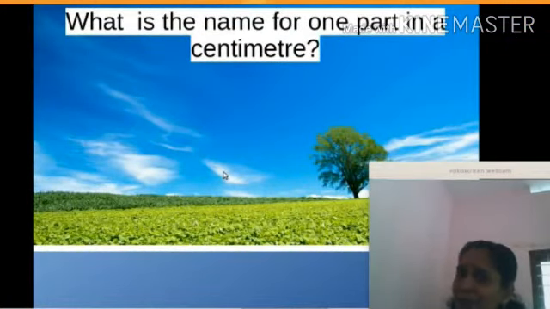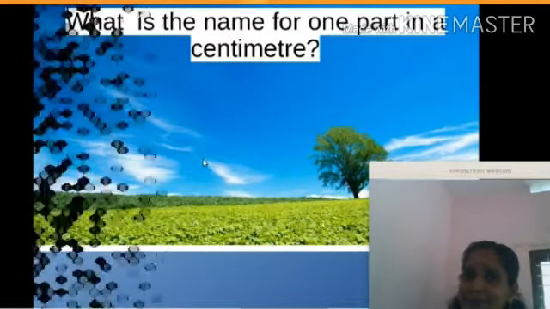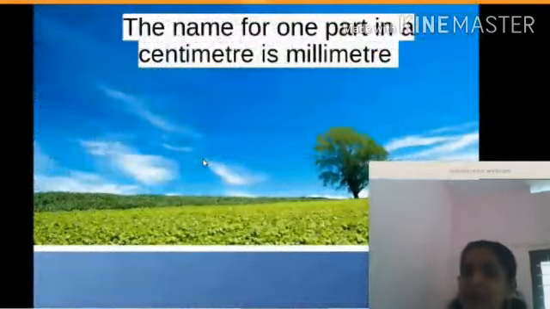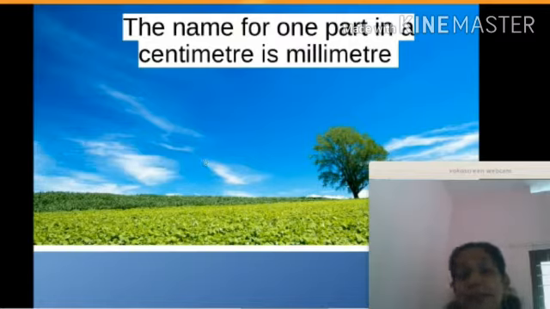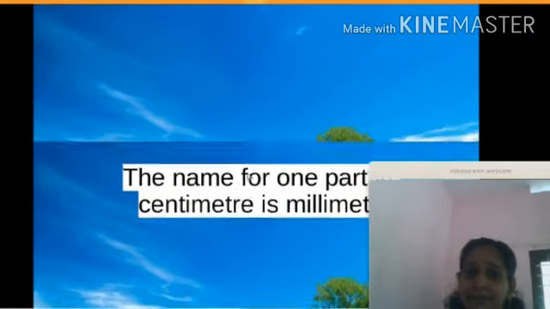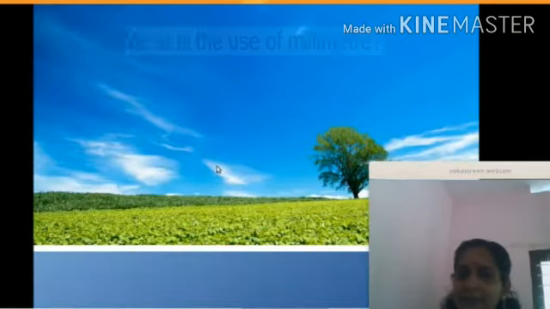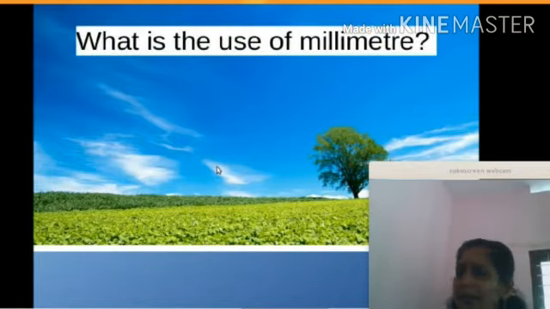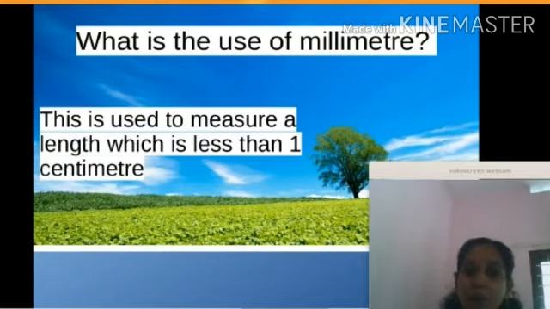What is the name for 1 part in a centimeter? Yes, the name for 1 part in a centimeter is millimeter. Each small line represents a millimeter. Can you tell what is the use of millimeter? Yes, it is used for measuring small lengths.